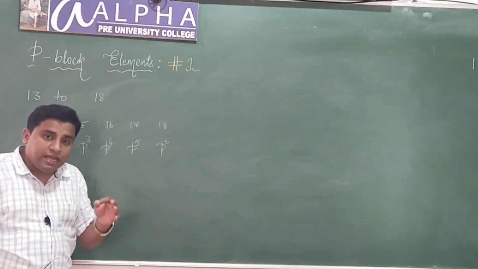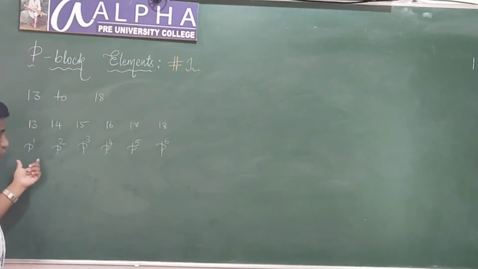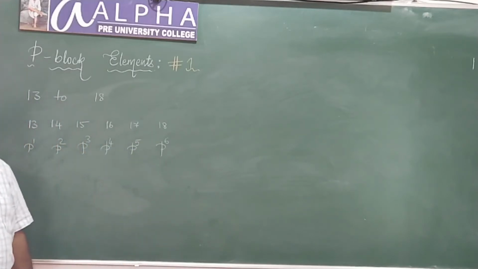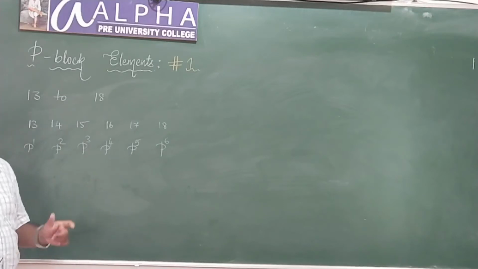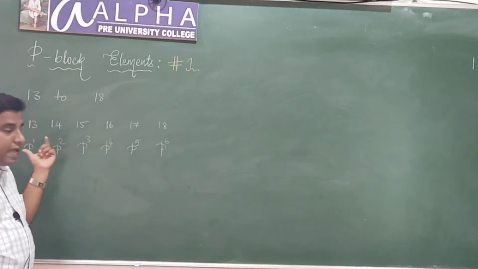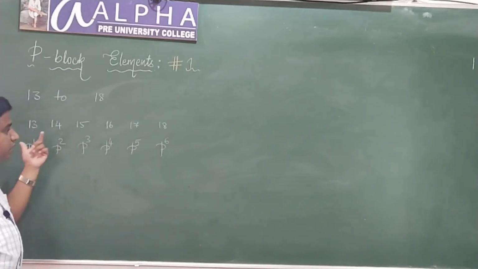So now, filling up of the p subshell starts from group 13 and the p subshell is completely filled in group 18. Hope you understood my point. Any doubts with this? Since the p subshell can accommodate 6 electrons, there are 6 groups.